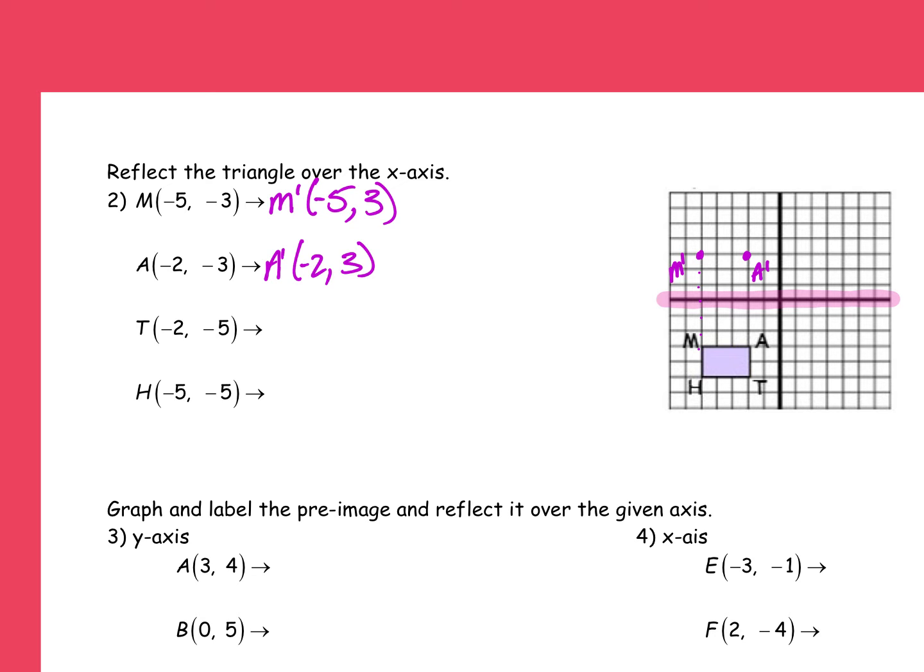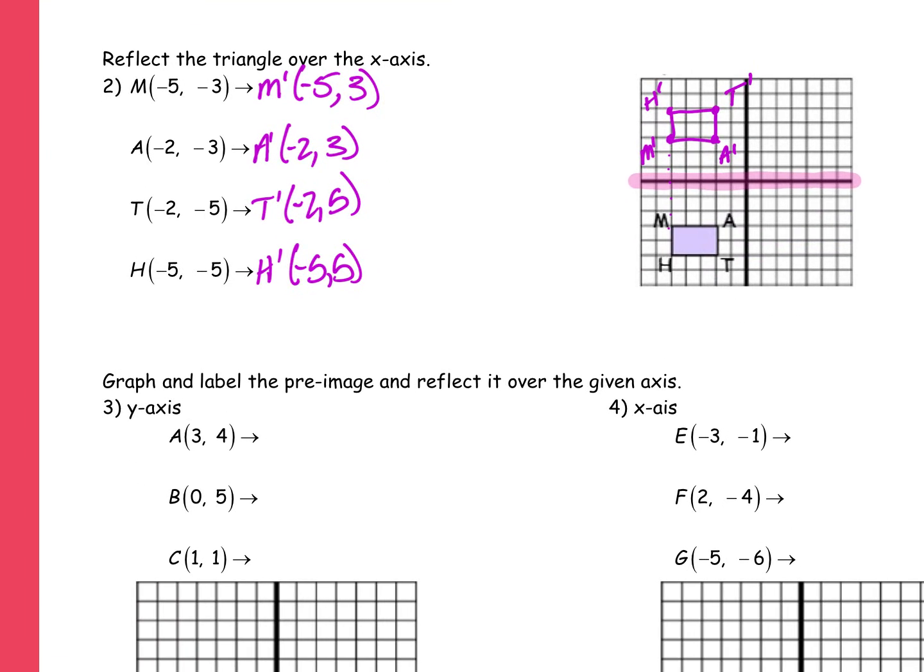Okay, where is T at? T prime, sorry, T prime, not T. -2, 5. Good. That's 3, 4, 5. So there's T prime. -2, 5. Beautiful. And where's H at? H prime. -5, 5. Beautiful, you guys. H prime. And it should make this beautiful little rectangle. Nice job.